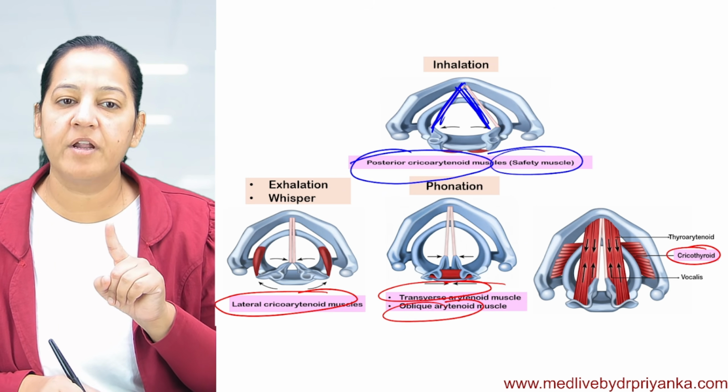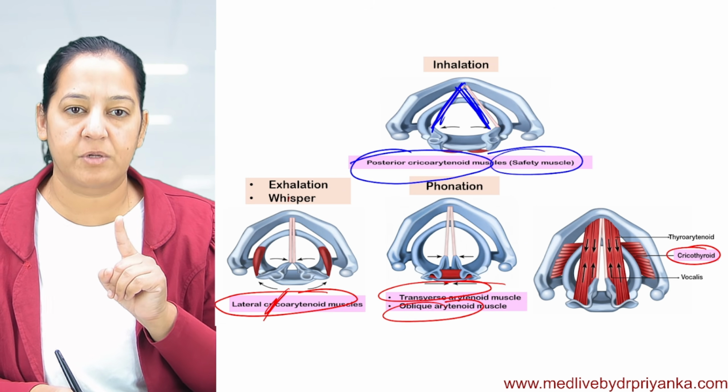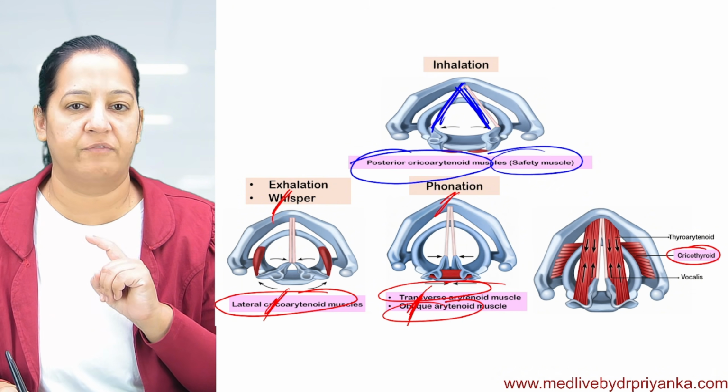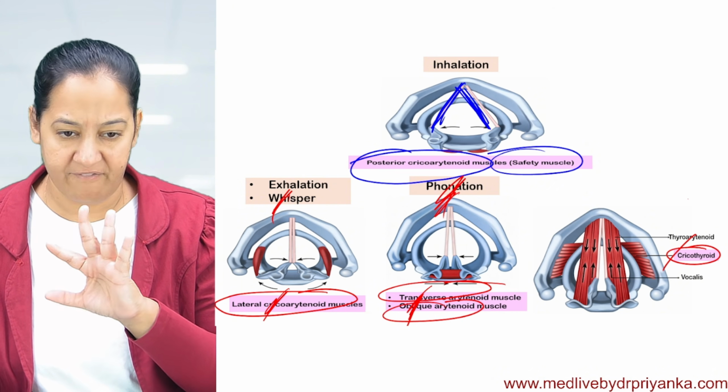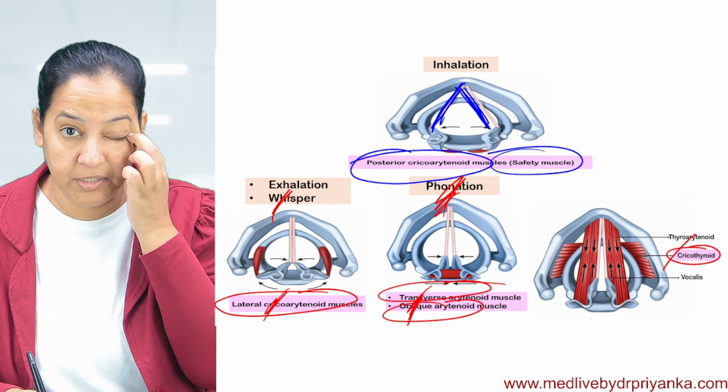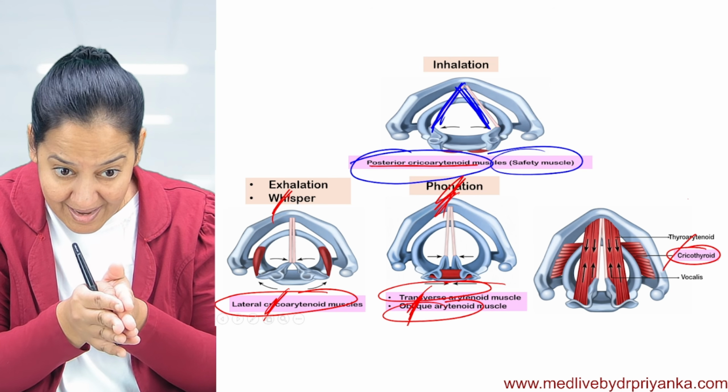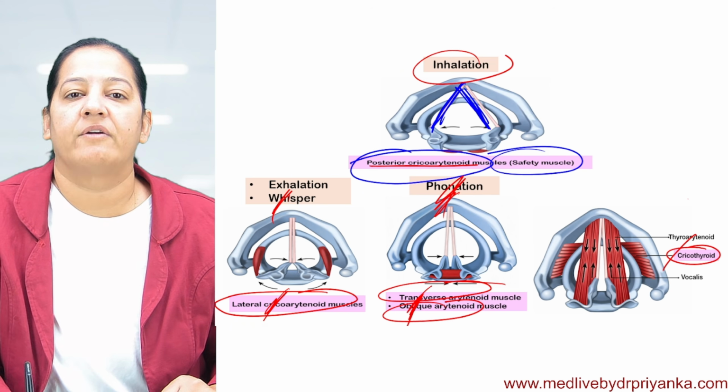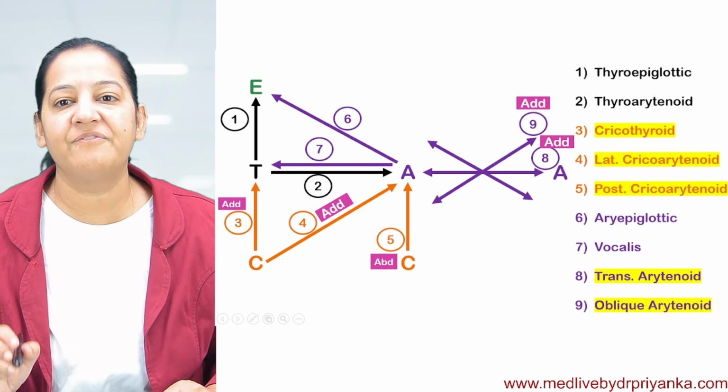The most important among which is this one. Okay, this one is required for whisper. These two are required for phonation, and this one is not having much action. And here, the posterior cricoarytenoid, since it's an abductor, it is required for inhalation. So learn their function also.